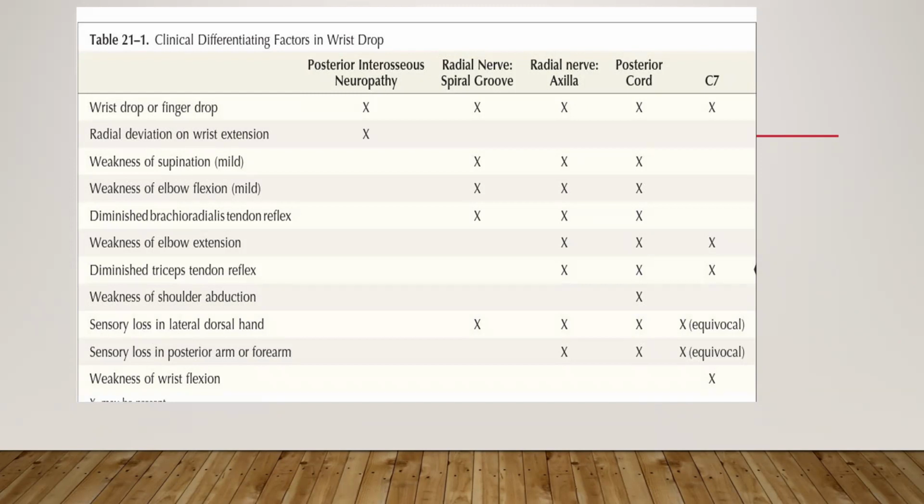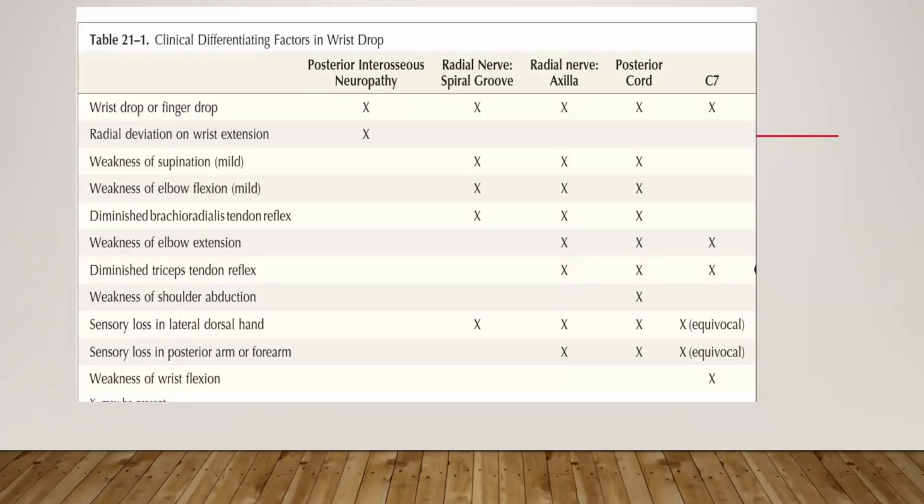In the PIN, the SNAPs will be spared, and radial deviation of the wrist happens. At the spiral groove, the involvement of brachioradialis and supination will happen. And at the axilla, triceps will get affected. Okay, that's it. Now, suppose somebody has triceps also weak and has wrist extension also weak, like wrist drop is also there.